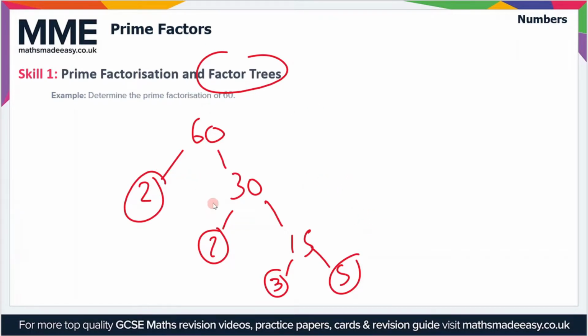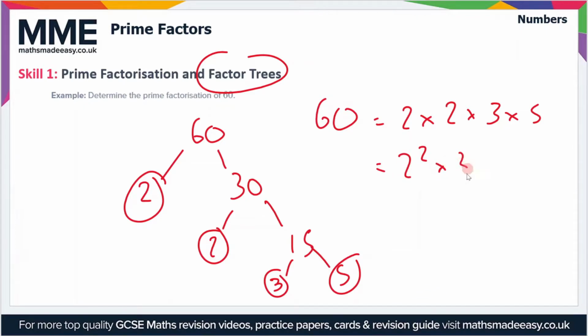So what we can do is we can say that 60 is equal to 2 times 2 times 3 times 5. So what we've done here is just multiplied all these prime factors together, and if you do that calculation you'll realise that it is the same as 60, or we can write it in index form as 2 squared times 3 times 5. So that is the unique prime factorisation of 60.